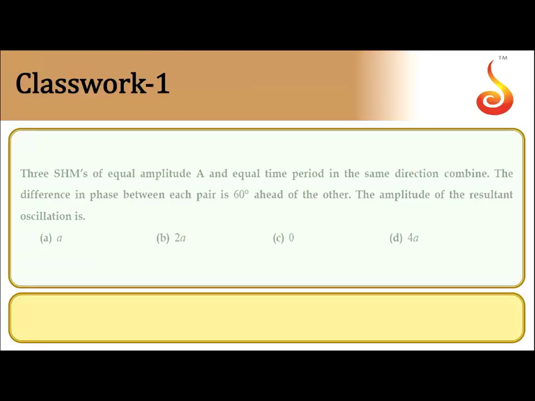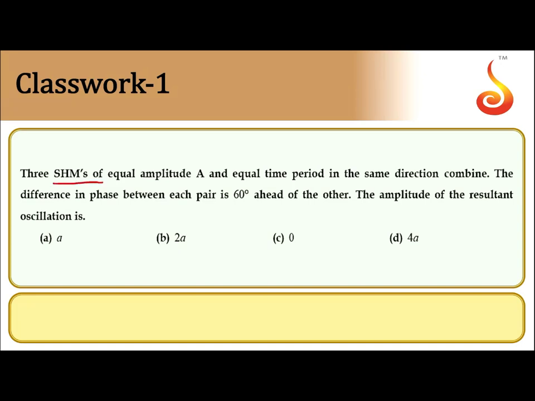Example 1. Three SHMs of equal amplitude A and equal time period in the same direction combine. The difference in phase between each pair is 60 degrees, each ahead of the other. The amplitude of the resultant oscillation is? There are three SHMs with the same amplitudes, and if you consider any two, the phase difference between those two successively is 60 degrees. The amplitude of the resultant oscillation.